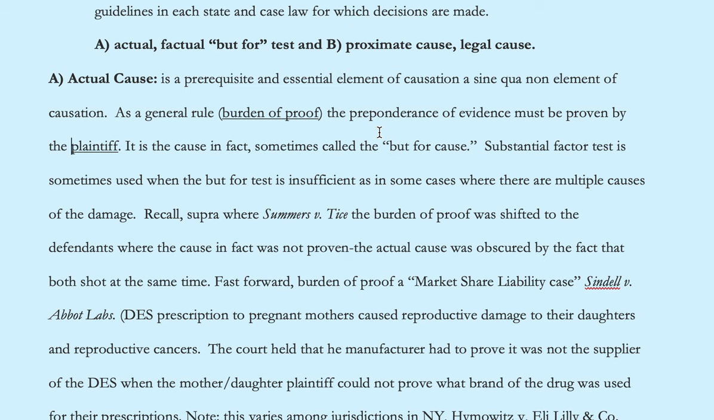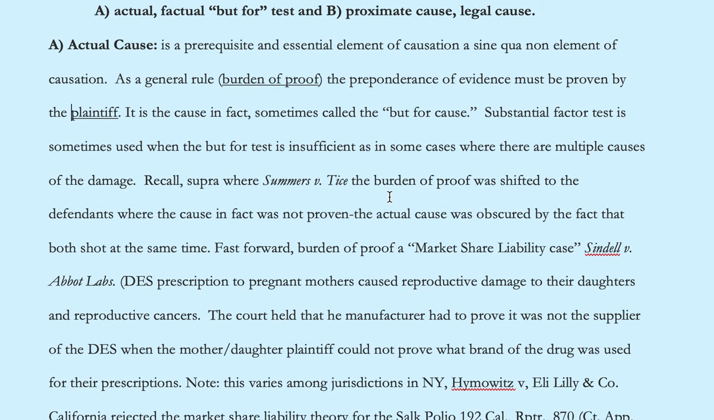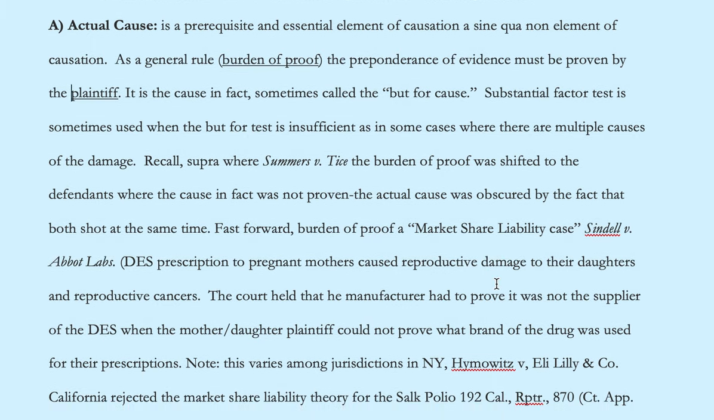Summers versus Tice, I used last time to describe where there was a concurrent cause, and the burden of proof had shifted. The judge decided on this substantial factor test, basically, we can't prove it, but we know one of the two of you did. You're jointly liable. Now, fast forward to market share liability and burden of proof.